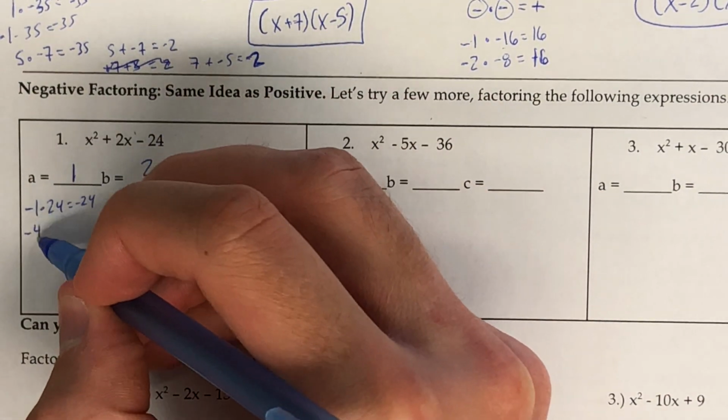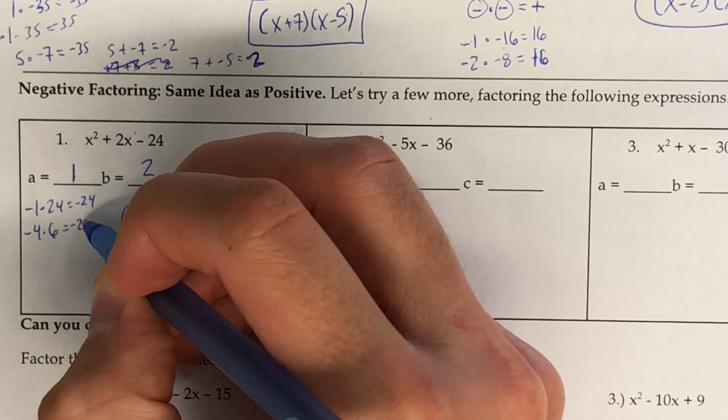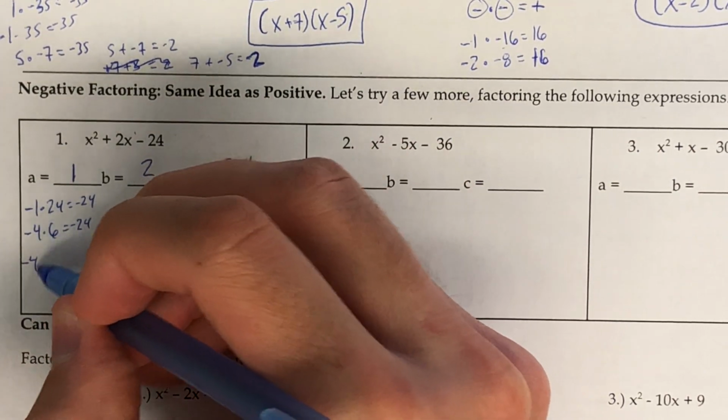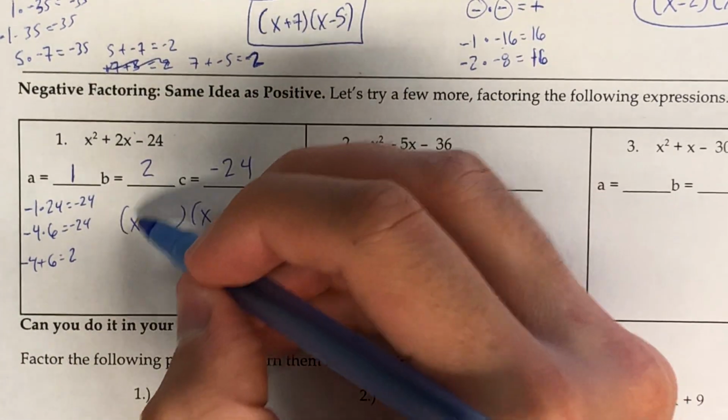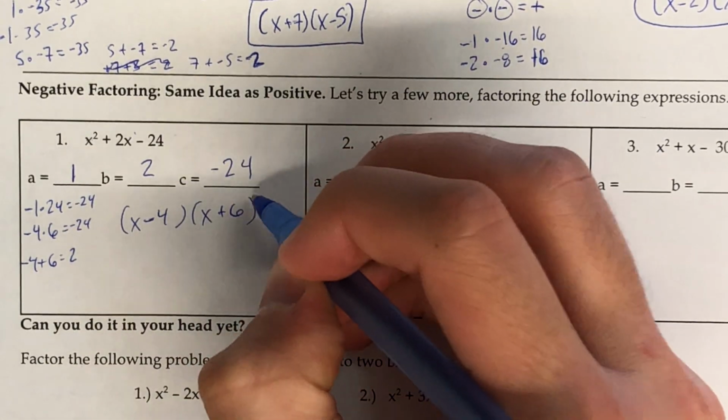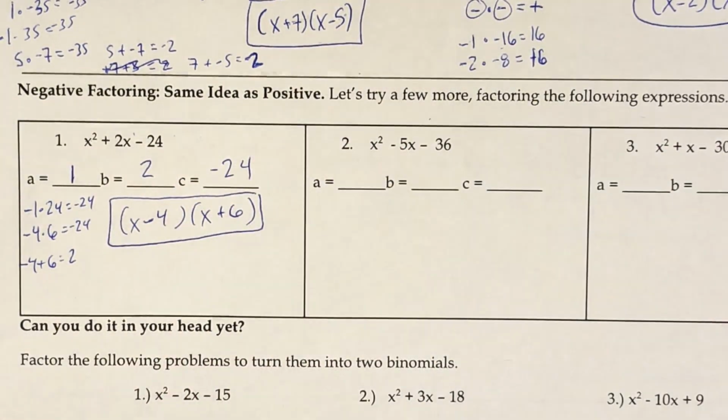What about negative 4 and 6? It multiplies to negative 24. Negative 4 plus 6, well, that's 2. So our values would be negative 4 and 6. So as you work through these, there might be some mental guess and checking you have to do. That's okay. As you do a lot more of these, it'll start to come a lot easier.